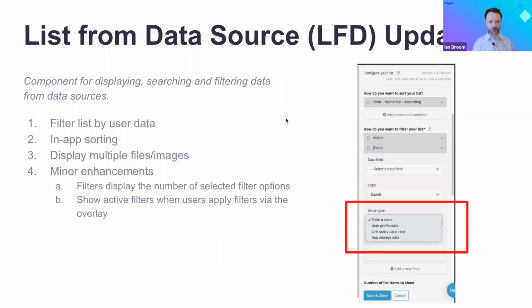And the app storage data enables you to access data that's already available on your mobile device inside the app to filter the list. You are also now able to sort data. So this is very useful if you want your end users to be able to sort the data inside their list. You can also now display multiple files or images if the list item has multiple files linked to it. So the data source record has multiple files or images. And we've got a number of other minor enhancements that we've added as well.